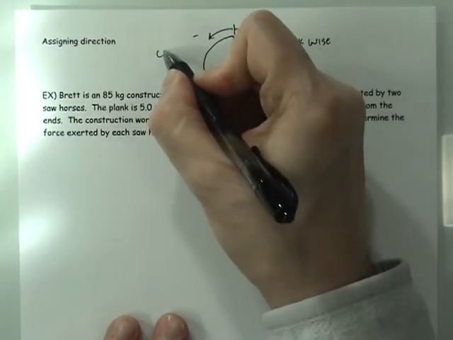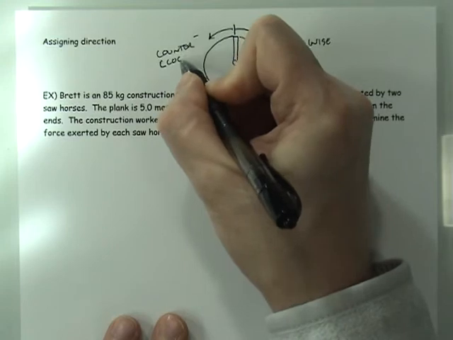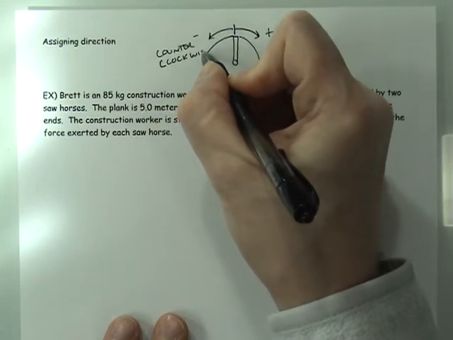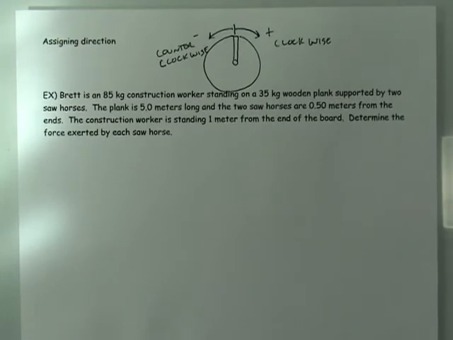Anything that rotates in the counterclockwise direction, I would call that negative. Okay, this is a very simple system. We only keep track of two directions. Things are either rotating in the clockwise direction or rotating in the counterclockwise direction, always viewed from the same direction.